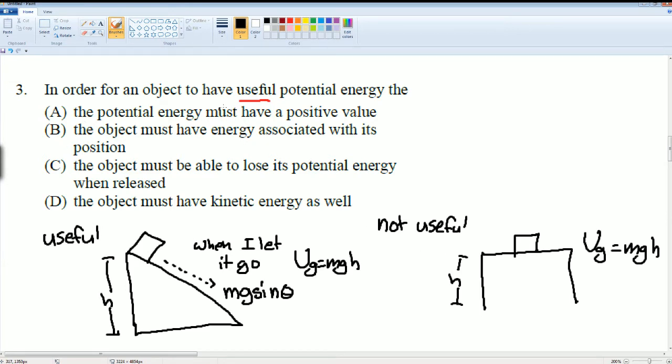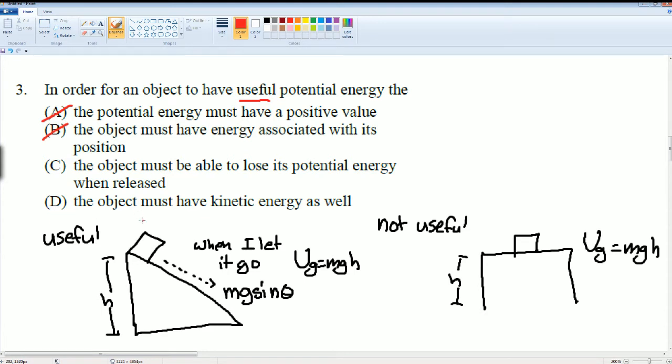Okay? So, first thing, the potential energy must have a positive value. Not quite. No, because potential energy has nothing to do with positive signs or not. So this doesn't work. The object must have energy associated with its position. Here it has energy, right? mgh. Useful. Here it has potential also, mgh. It's a mass, there's gravity, and there's also height. But this is not useful. But there's still energy associated. Makes no sense. So I'm going to skip C, but let's go to D.